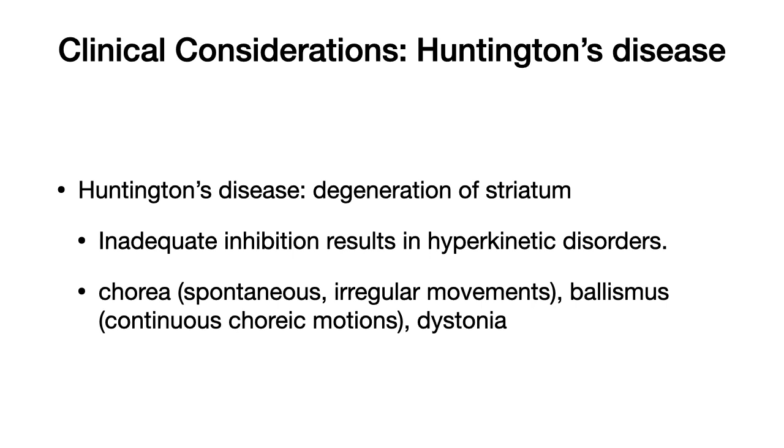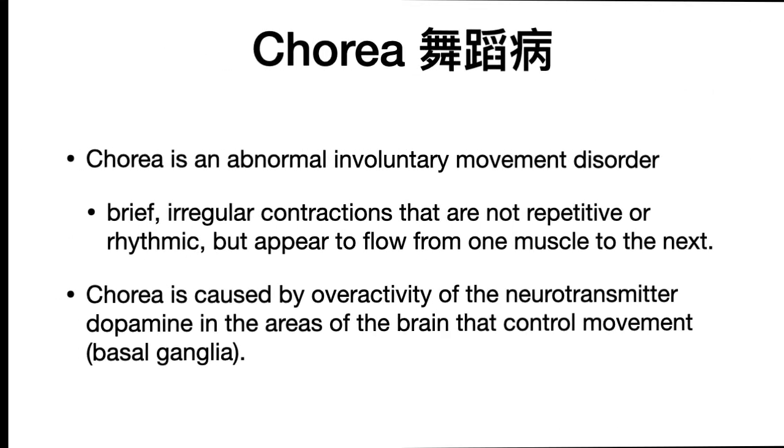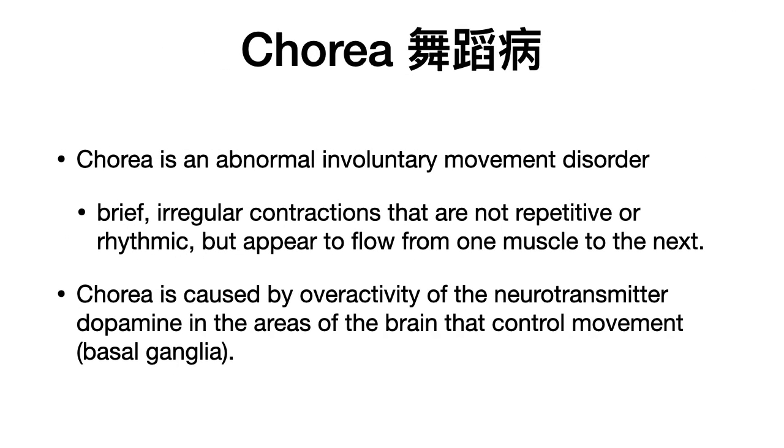So the movements are described as chorea, which means spontaneous irregular movements, balismus, which means continuous choreatic motions, and dystonia. Chorea is an abnormal involuntary movement disorder. We can observe brief, irregular contractions that are not repetitive or rhythmic, but appear to flow from one muscle to the next. Chorea is caused by overactivity of the neurotransmitter dopamine in the areas of the brain that control movement, that is basal ganglia.